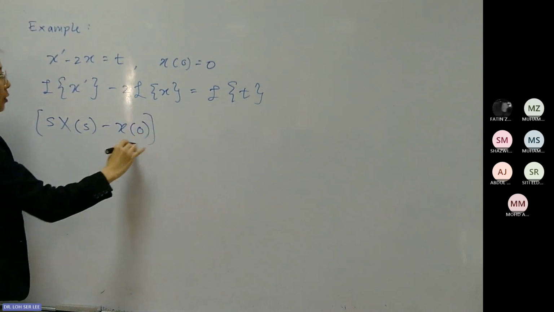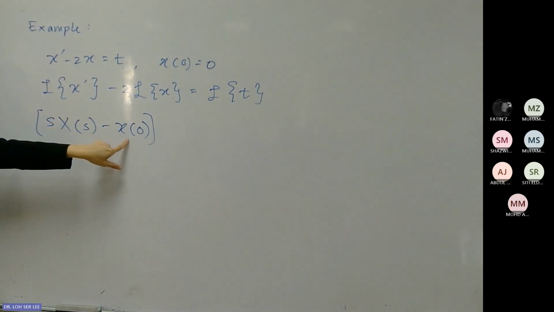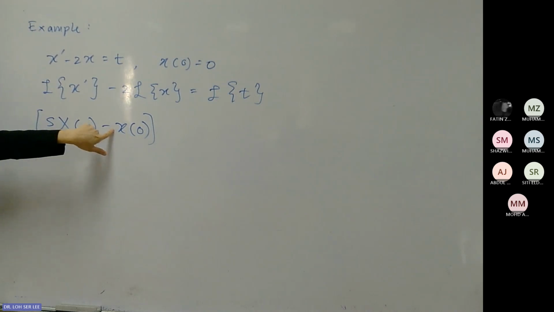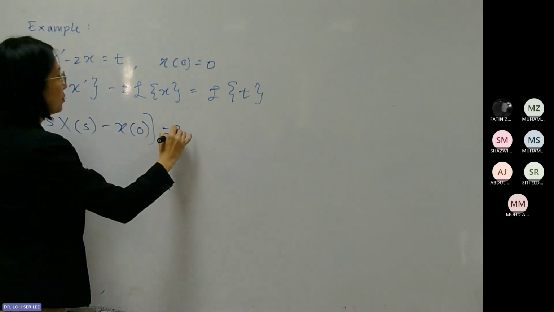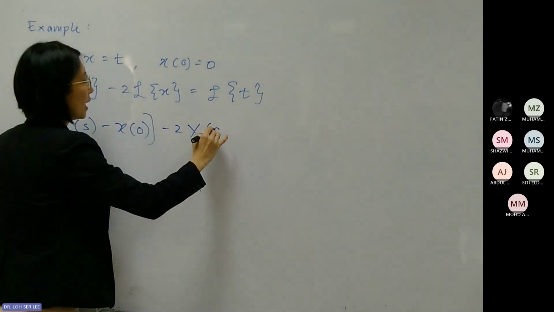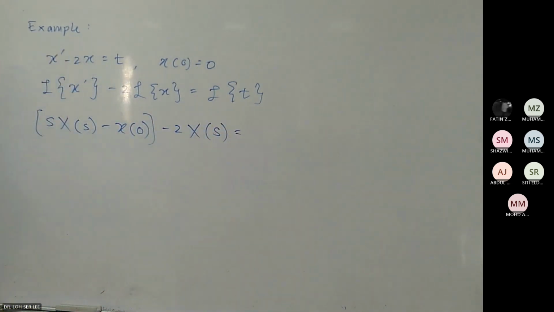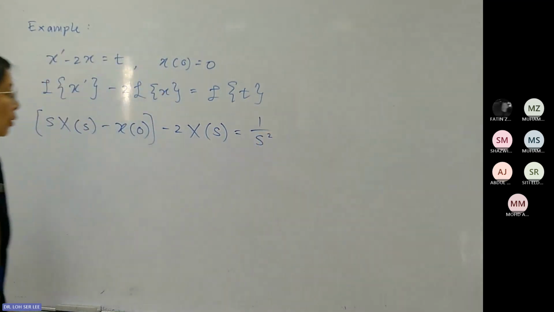So this is for the first term. Why do we stop here? Because this is s to the power of 0. Whenever it reaches s to the power of 0, then we stop. Next, minus 2. This is not a derivative, so you just give a capital X in s. What is Laplace t? Laplace t is 1 over s squared.